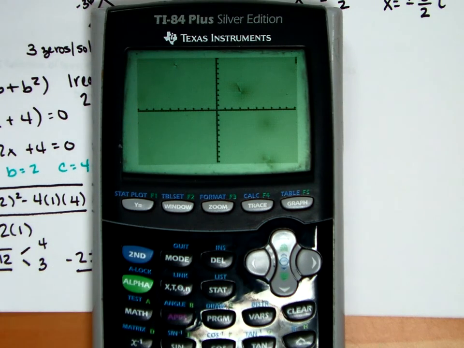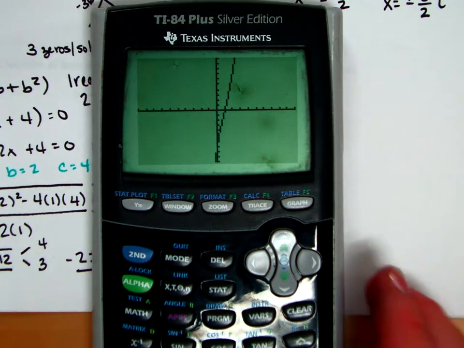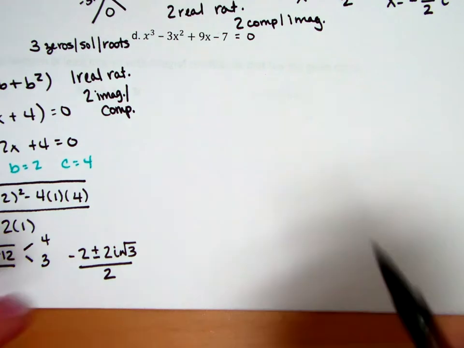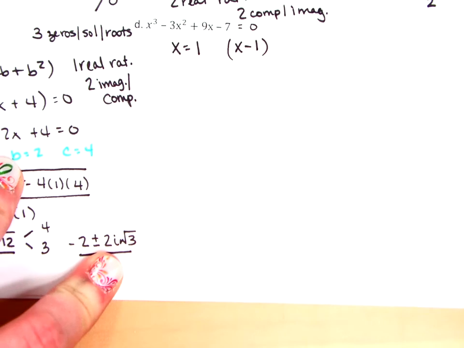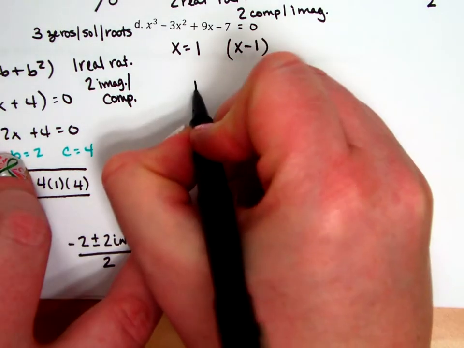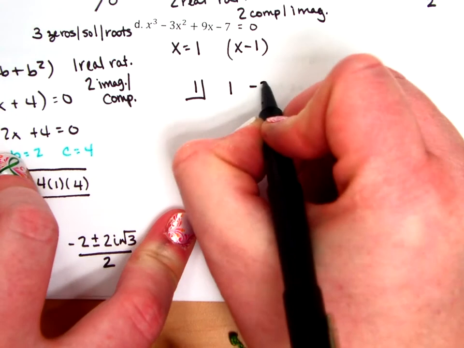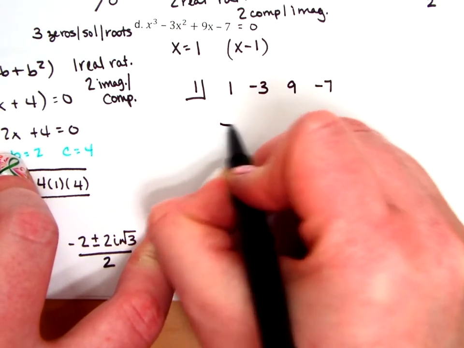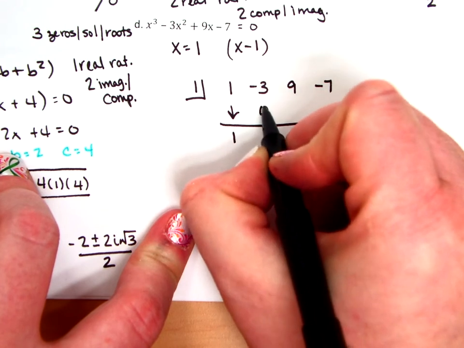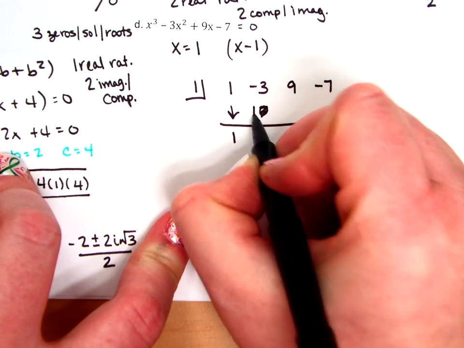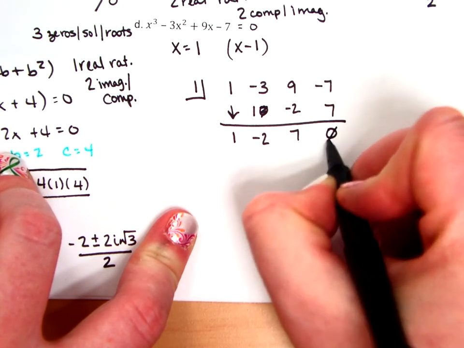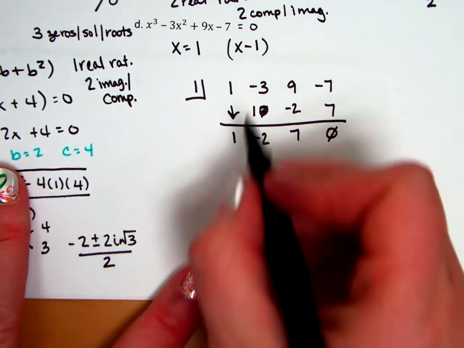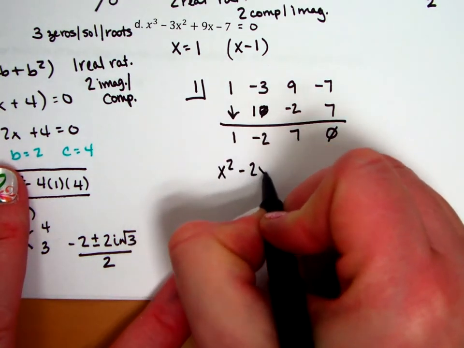And once you've typed it into your calculator, I'm going to go zoom 6 to get it back to a standard window. And with that standard window, I see there's a solution here at 1. So I know that x equals 1 is a solution, which means x minus 1 is a factor because it's working backwards. So doing synthetic division, I have 1, negative 3, 9, negative 7. That's 1, negative 2, 7, 0. Okay. So now my depressed polynomial is x squared minus 2x plus 7.